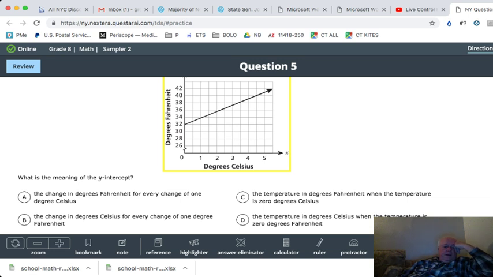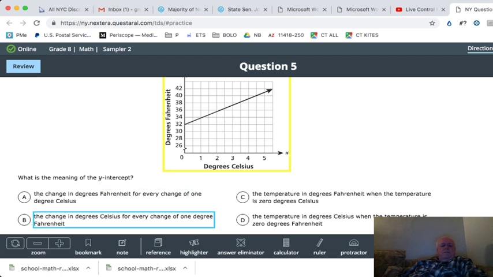All right, we got some weird kind of things here. What is the meaning of the y-intercept? A: The change in degrees Fahrenheit for every change of 1 degree Celsius. So 1 degree Celsius brings us to 34, 2 degrees brings us to 36. Actually, it doesn't bring us to 36. No, this is an exact point. This is a coordinate. It's 0, 32. So it seems to me that it's not A.